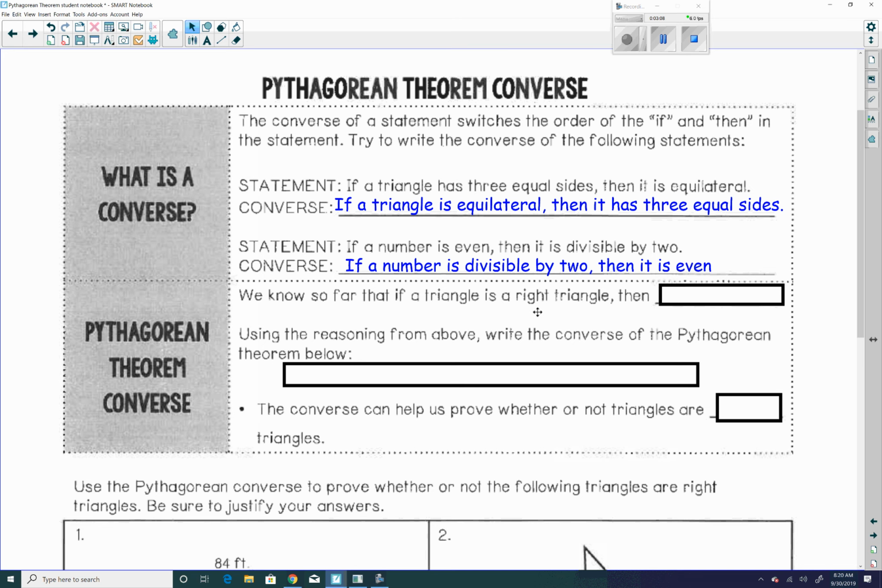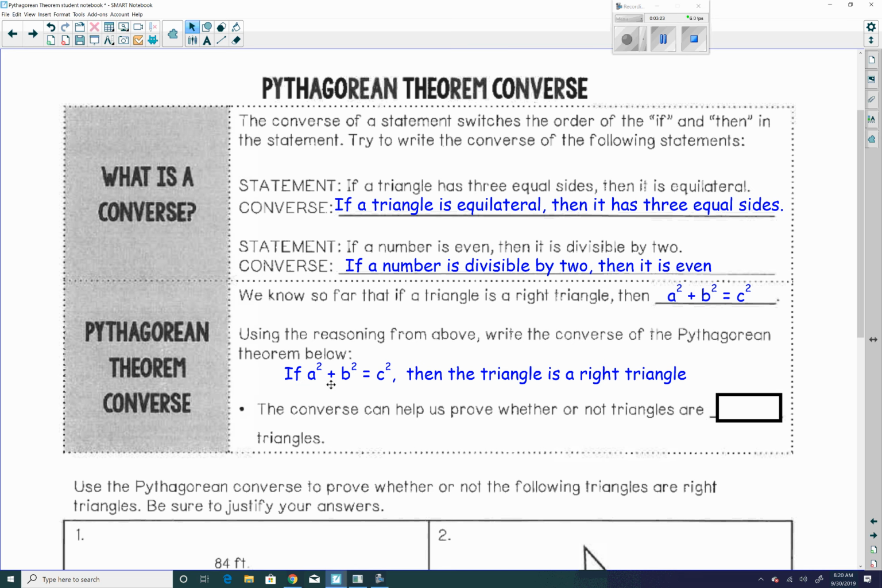So if we know that if a triangle is a right triangle, then a squared plus b squared is going to equal c squared, we're using this reasoning. The converse of the Pythagorean theorem would be if a squared plus b squared equals c squared, then the triangle is a right triangle. And you might be going, well, that's just semantics. It depends on how you say things. We actually can use the Pythagorean theorem to determine whether or not a triangle is a right triangle. So the converse helps us prove whether or not triangles are right triangles.